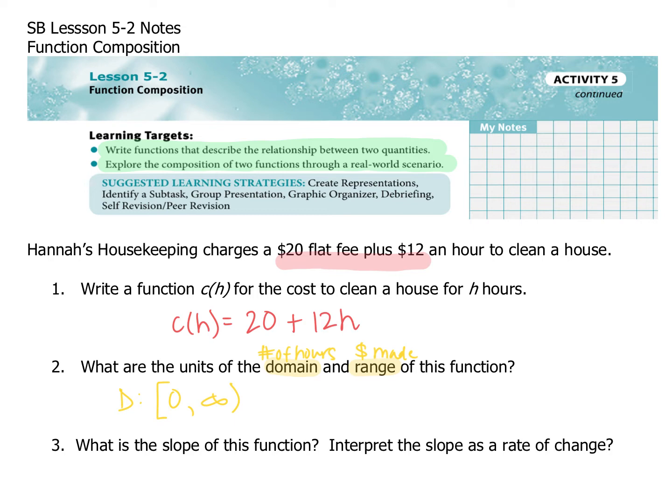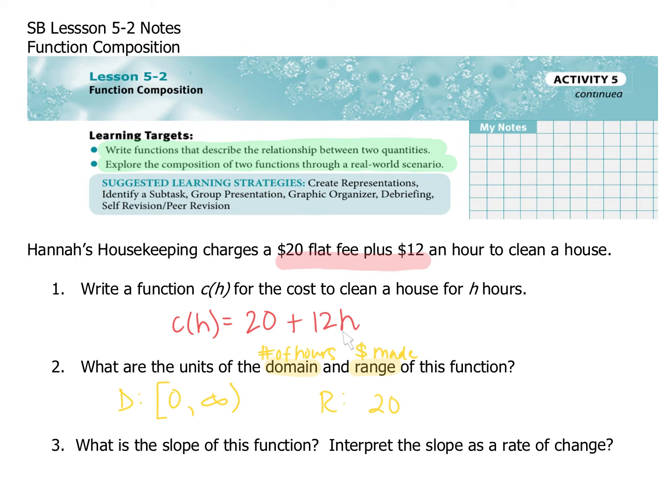As for our range, that's a little bit harder to think about. We have to see what is that baseline that Hannah is going to be making, even if she works 0 hours. Well, going back to the problem above, what we know is that she's going to make $20 no matter what. That's that one-time flat fee that she charges, even if it's for under an hour. So we know we are starting off making $20.